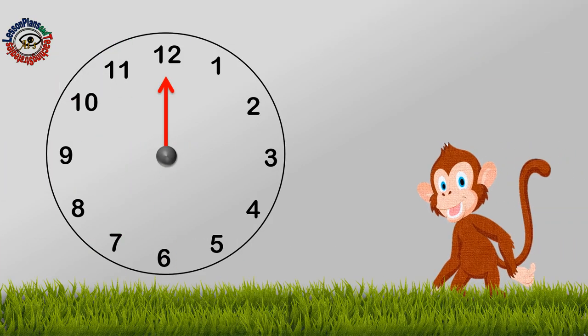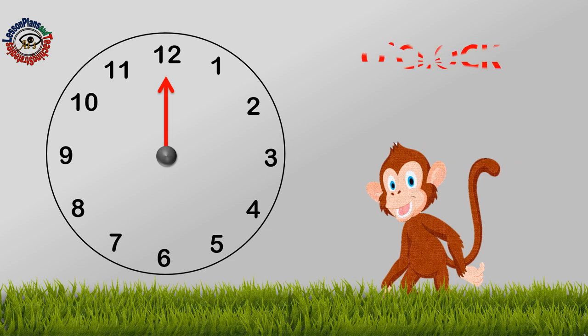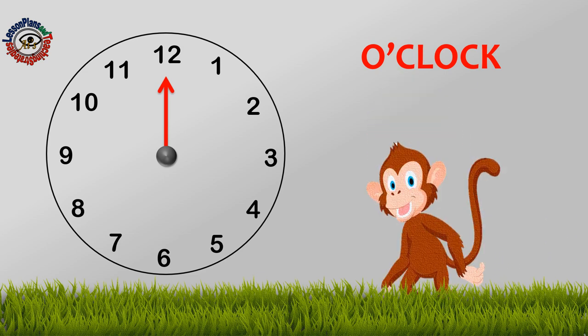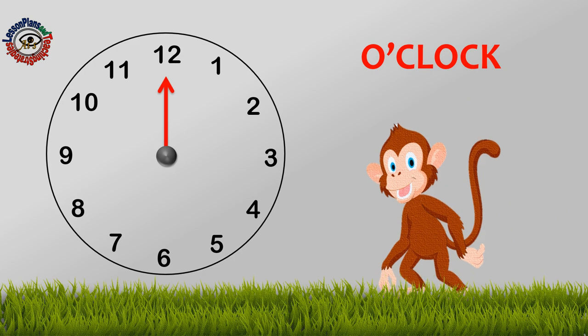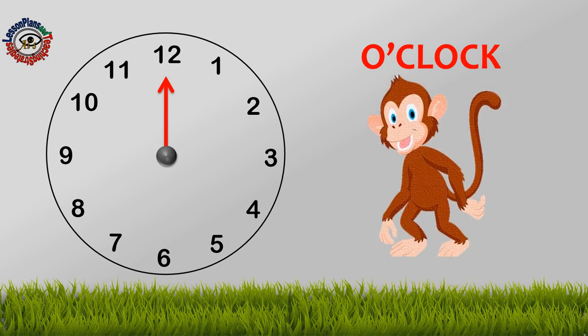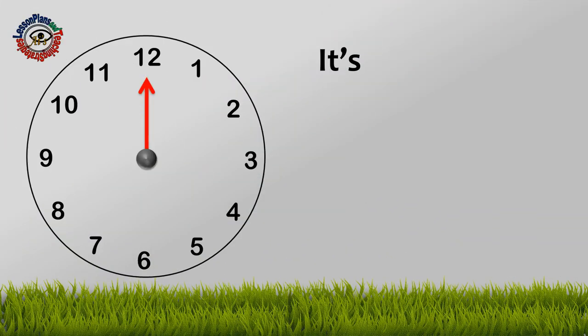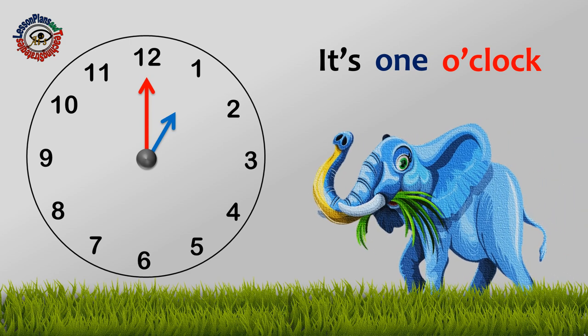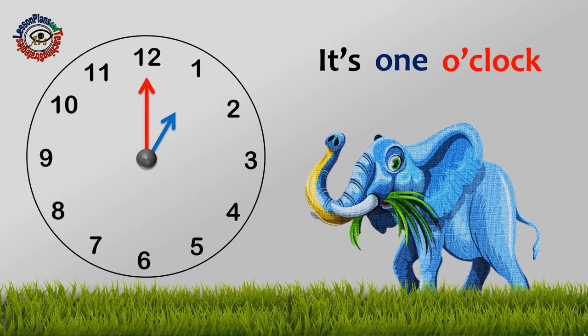Whenever the long hand is pointing to 12, it tells us o'clock. O'clock is used at full hours. It means there are no minutes. For example, this short hand is pointing to 1. So, this time reads as 1 o'clock. It's 1 o'clock.